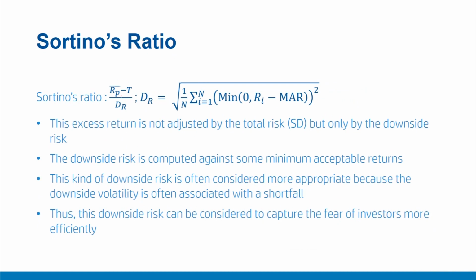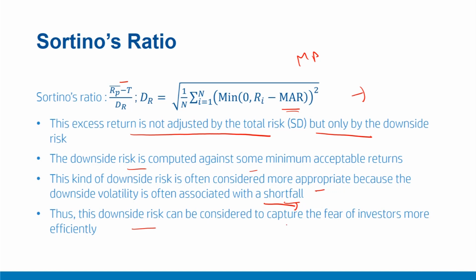The idea here is that this excess return, which is RP bar minus T, is not adjusted by the total risk or standard deviation, but only the downside risk, which is those instances where the return achieved is lower than some kind of minimum acceptable rate. This downside risk is computed against some kind of minimum acceptable rate MAR, and it is considered more appropriate because often for investors the downside volatility is more important because it is associated with their drawdown levels or shortfall in their portfolios.